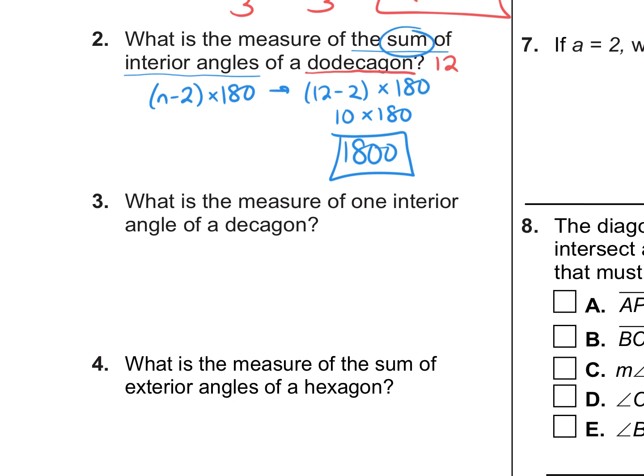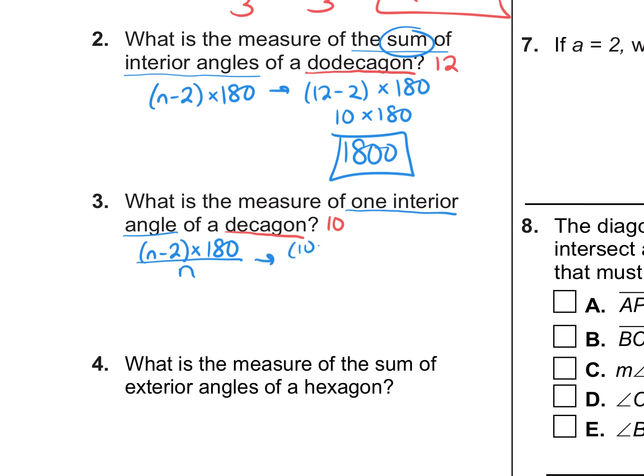Number 3 is a little different because it wants to know one interior angle. How do I find one interior angle? We're going to divide the sum by the number of sides. So we find the sum using this formula, n minus 2 times 180, and then we divide that by the total number of sides. How do we find n? Right, a decagon is how many sides? 10. So I'm going to plug 10 in for my formula.